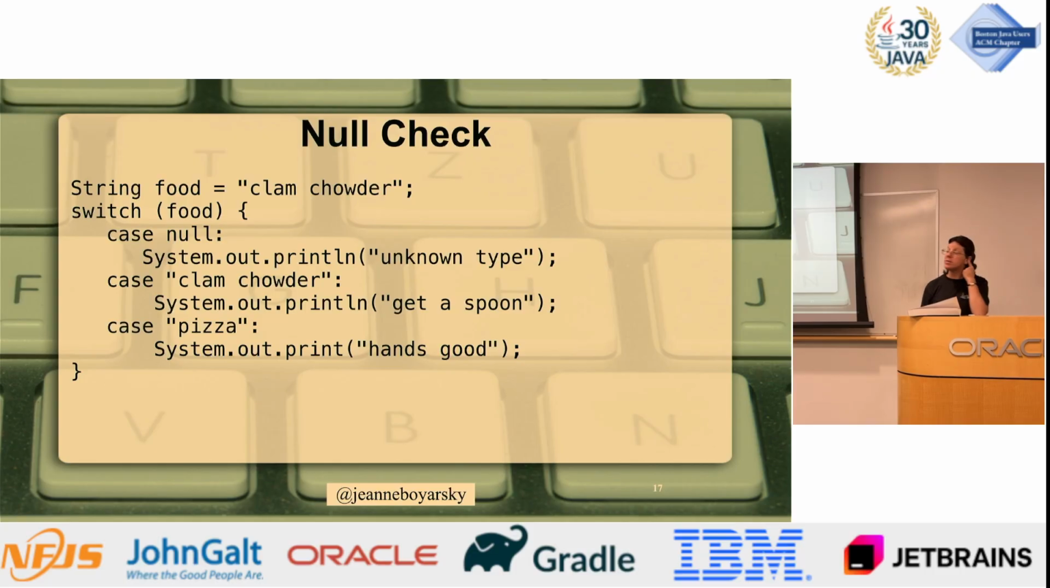What might be surprising is what this does. Does anyone know what this one does? Won't throw a null pointer exception. It will not throw a null pointer exception, no. Any other guesses? You would think, but no. It's a compiler error. You are not allowed to use null in a case, mostly.